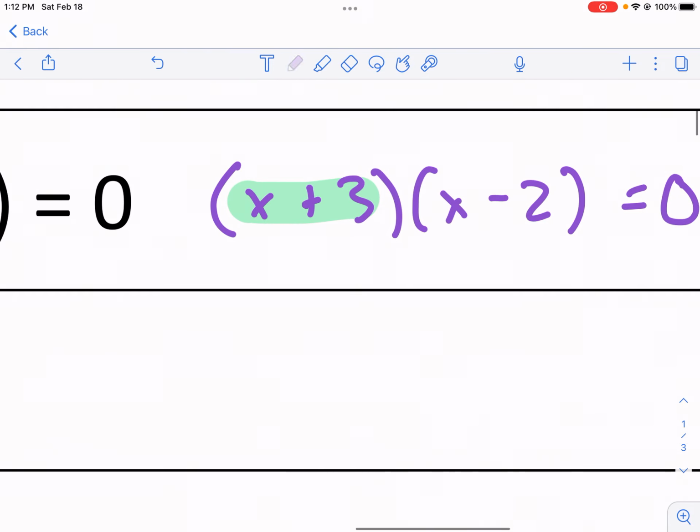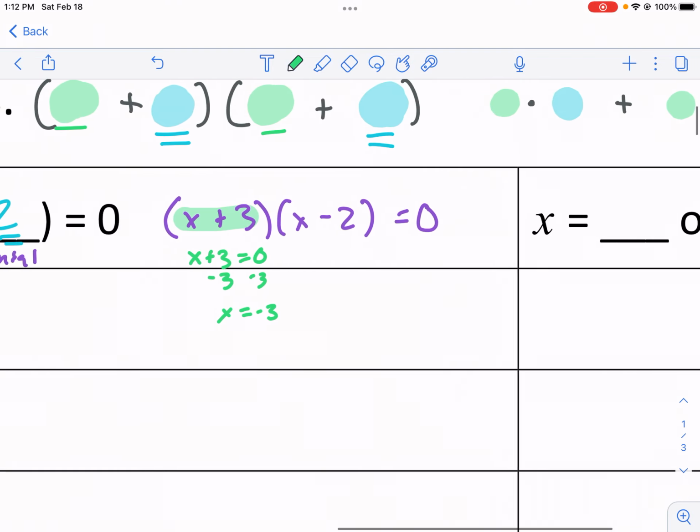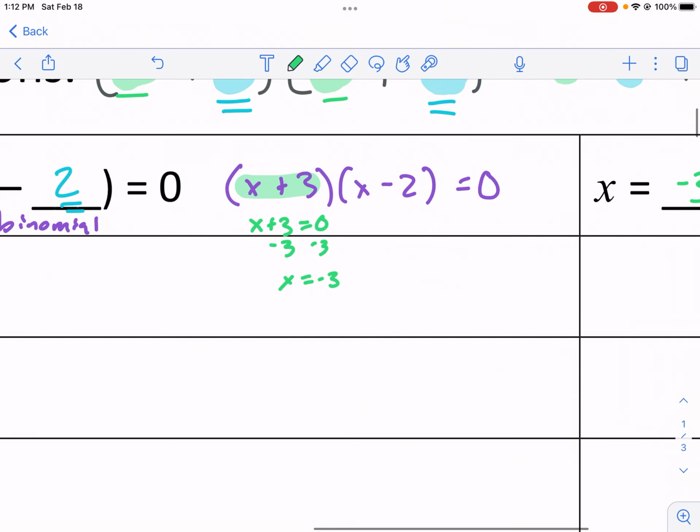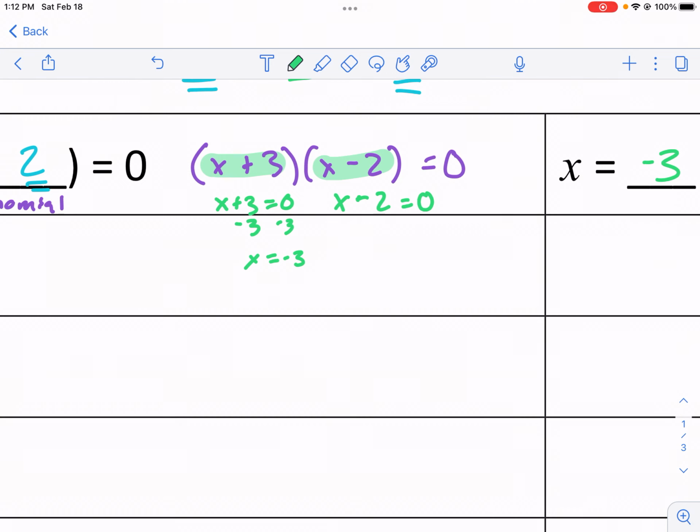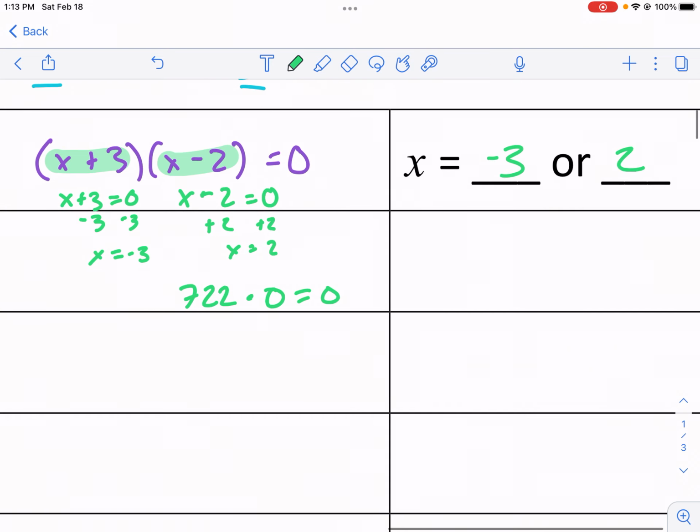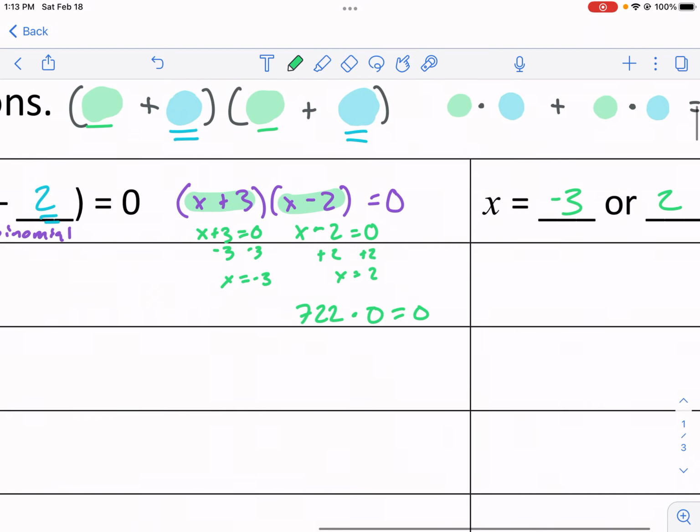What will make this parenthesis on the left equal 0? So I know x plus 3, I want it to be equal to 0. It's a one-step equation. I get x equals negative 3. So negative 3 is one of my values that will make that go to 0. The other value, we need to look at the other parenthesis. What will make that parenthesis go to 0? We go x minus 2. What will make that equal 0? Because if this is 0, it doesn't matter if this first parenthesis is 722. If I have 722 times 0, it's going to be equal to 0. So I add 2 to both sides, and I get x equals 2. Those are my two options. Okay, x could equal negative 3 or could equal positive 2.